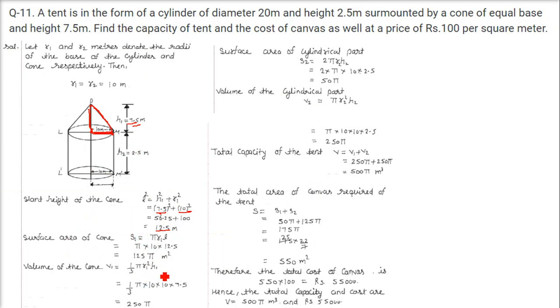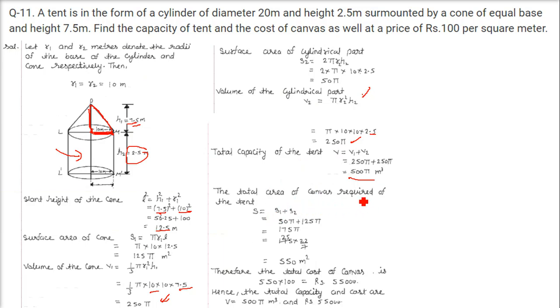And what is the volume of the cone? It is 1 by 3 pi r square h. R is 10, h is 7.5. So this is going to be 250 pi. Coming to the surface area of the cylindrical part, it will be 2 pi r h. Radius is 10, height is 2.5. The volume of the cylinder will be pi r square h. Pi into 10 into 10 into height 2.5. The total capacity will be this capacity 250 plus this capacity, which is going to be 250. So it is going to be 500 pi.